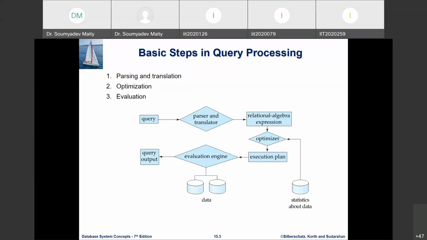And finally, the execution plan is submitted to the evaluation engine. The evaluation engine takes the execution plan and the actual data, the tables, and then runs the algorithms as mentioned in the execution plan on the data and generates the output. So this is the complete flowchart of the steps that the database system executes to generate your output when you submit a query.